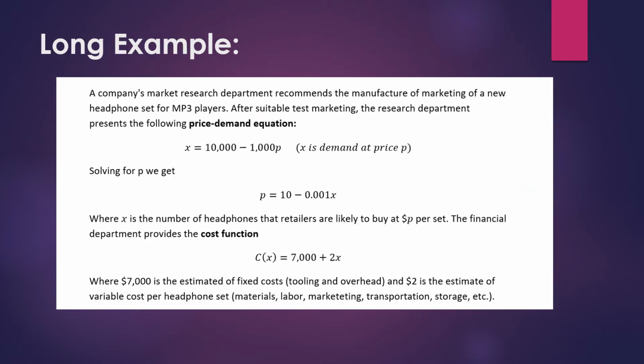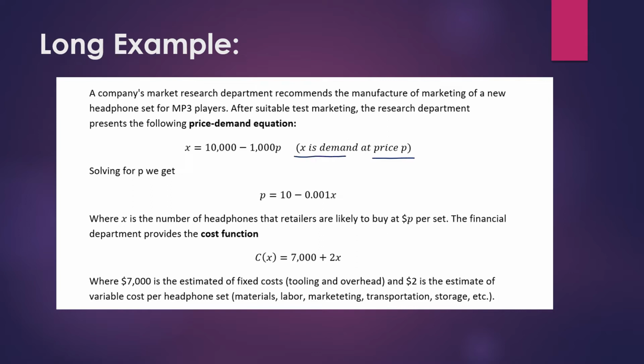So this is going to be a long example. There are multiple parts to it, so I can only fit the prompt on this page, but we're going to have to use a lot of information. We're going to be flipping back and forth, so I'm going to make sure to keep all relevant information on future slides. It says that a company's market research department recommends making a new headphone set for an MP3 player. After suitable test marketing, the research department presents the following price-demand equation, where x equals 10,000 minus 1,000p, where x is the demand at price p.